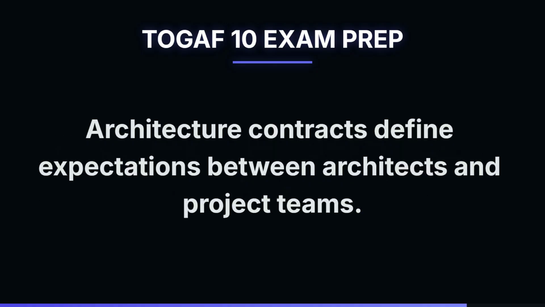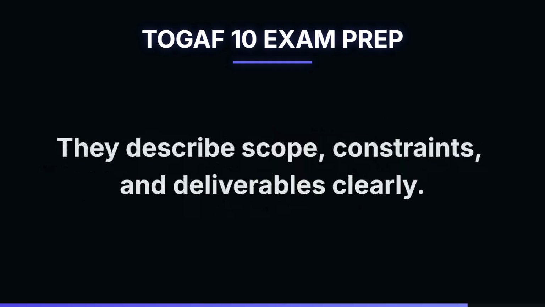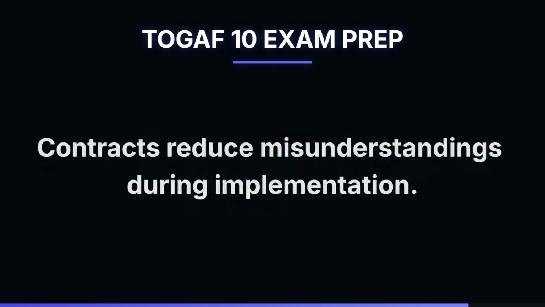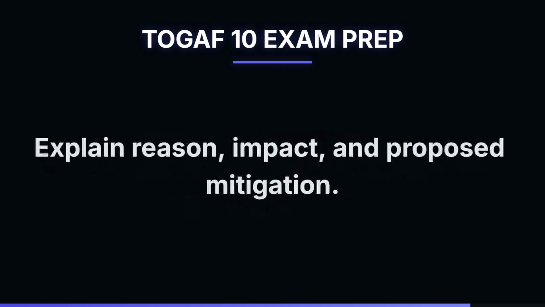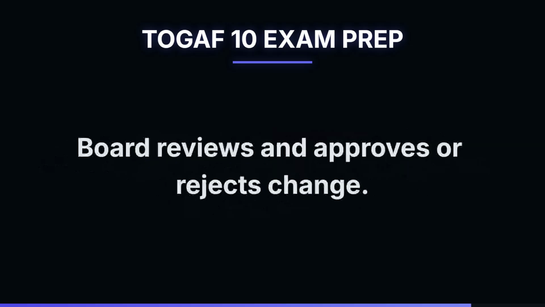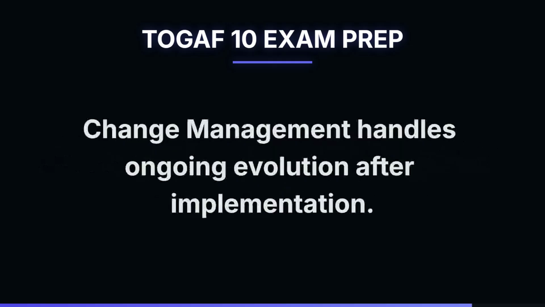Architecture contracts define expectations between architects and project teams. They describe scope, constraints, and deliverables clearly. Contracts reduce misunderstandings during implementation. If a project needs deviation, raise a formal change request. Explain reason, impact, and proposed mitigation. Board reviews and approves or rejects change.